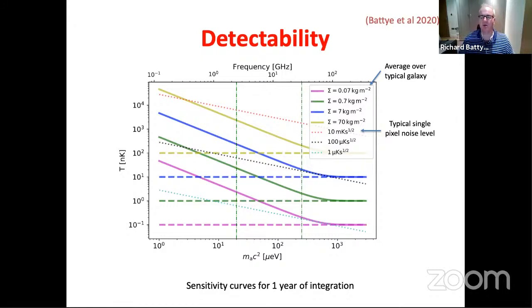a system that could have sufficient resolution to find a region which had 7 kilograms per meter squared, which would have to be the center of a galaxy, and you would probably require about 100 pixels. So that is quite difficult to achieve, but not totally and utterly impossible. I'm definitely thinking about designs for such a thing.